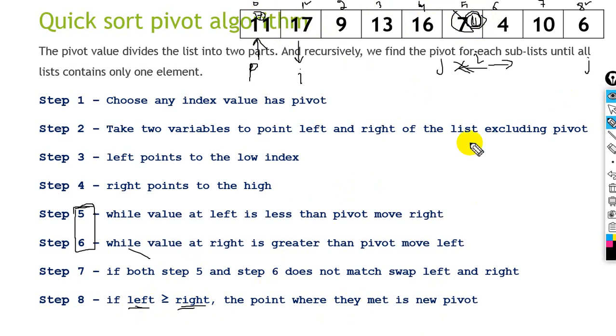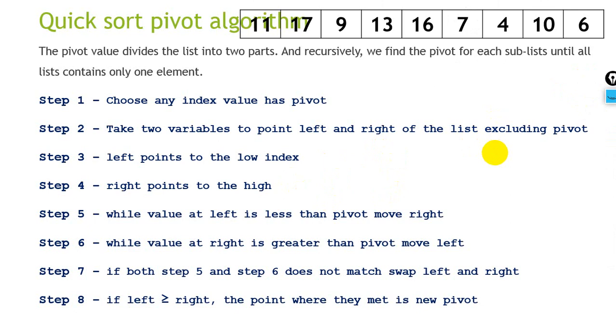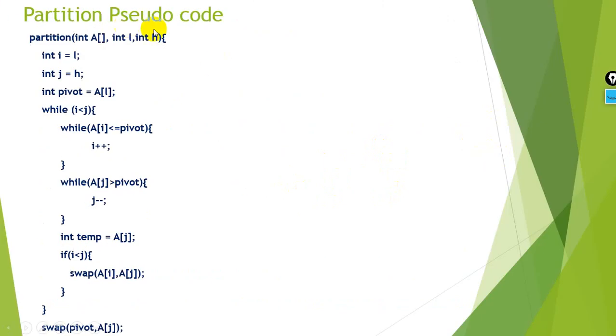So I explained this procedure in the previous lecture, so you can check the first part of this lecture, and then you will understand these steps. Okay, next we have the partition pseudocode.